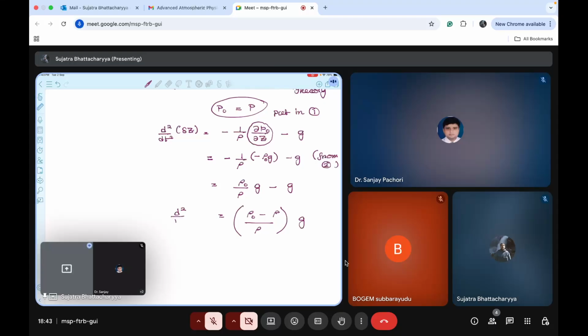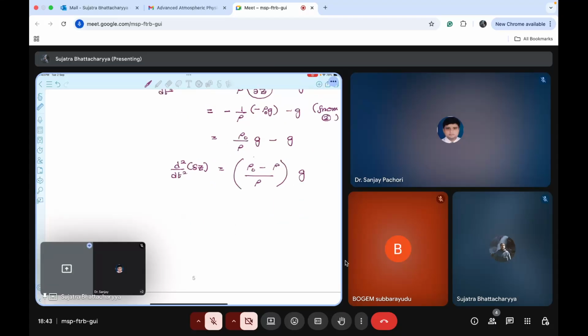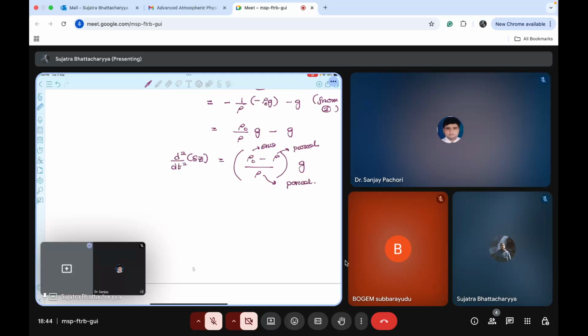All right, d2 dt2 of delta z, this is what you are getting. Remember, rho naught is for the environment, rho is for the parcel, and this rho is also for the parcel. Now, rho is inversely proportional to temperature according to the ideal gas law, and temperature is also proportional to theta. So rho is inversely proportional to theta, the potential temperature, which we have already seen.